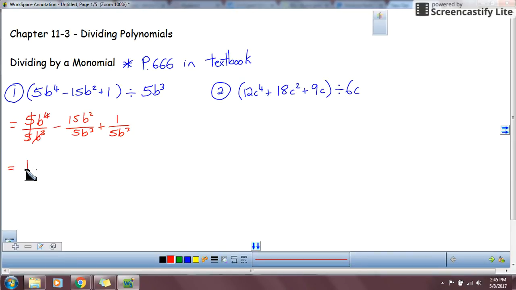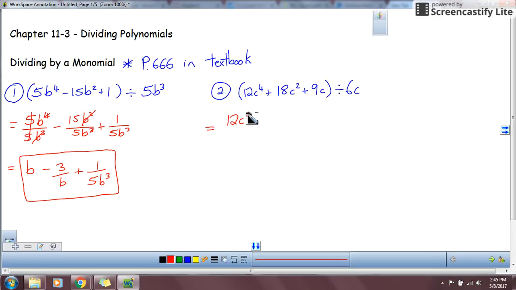So you can see all I'm doing is taking this and dividing it into each of the three terms. Now we simplify. This one, the 5's cancel out, 3 b's cancel out. We've got b left here. 15 over 5 gives me 3. These two cancel with 2 of these, we'd be left with 1b on the bottom. This one here, we just have 1 over 5b cubed. So that would be your answer.